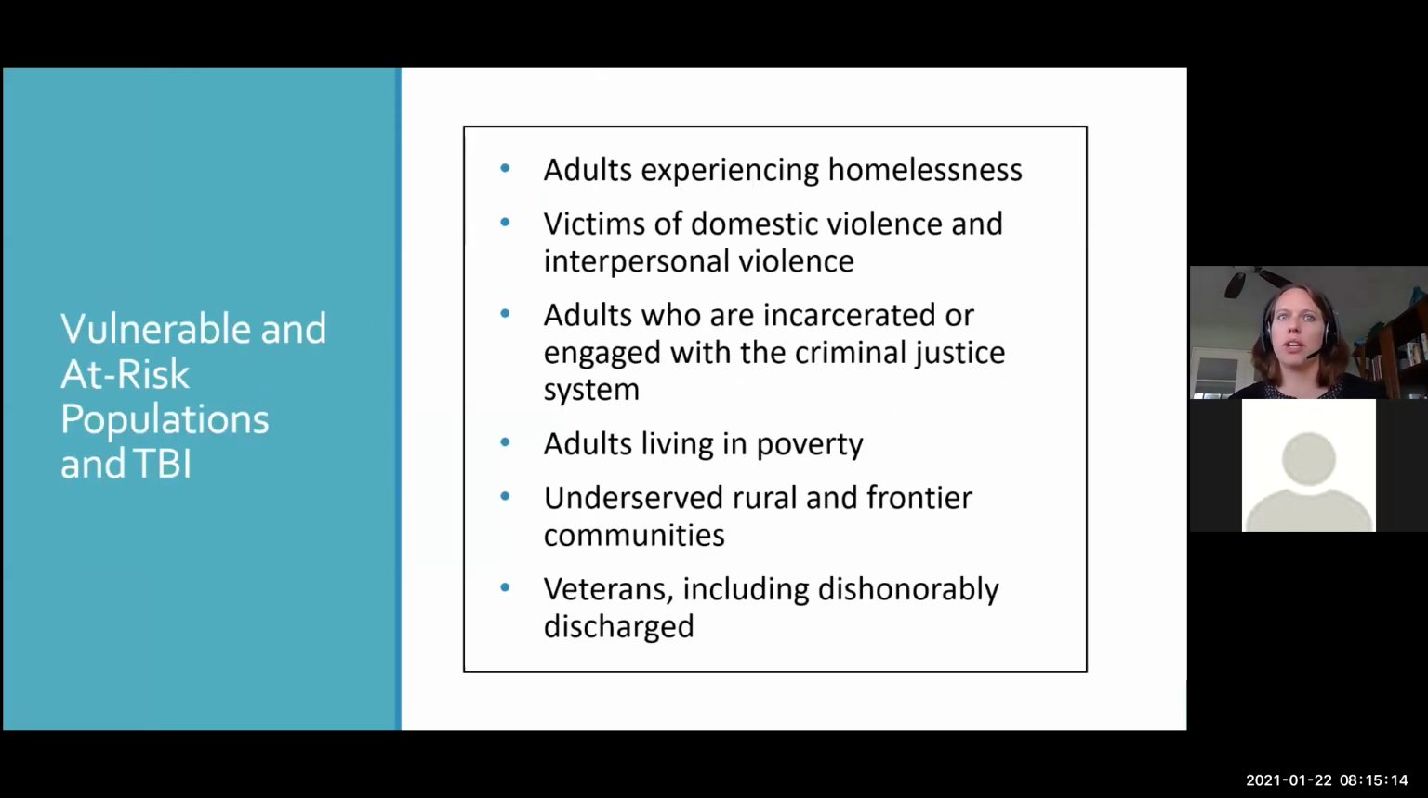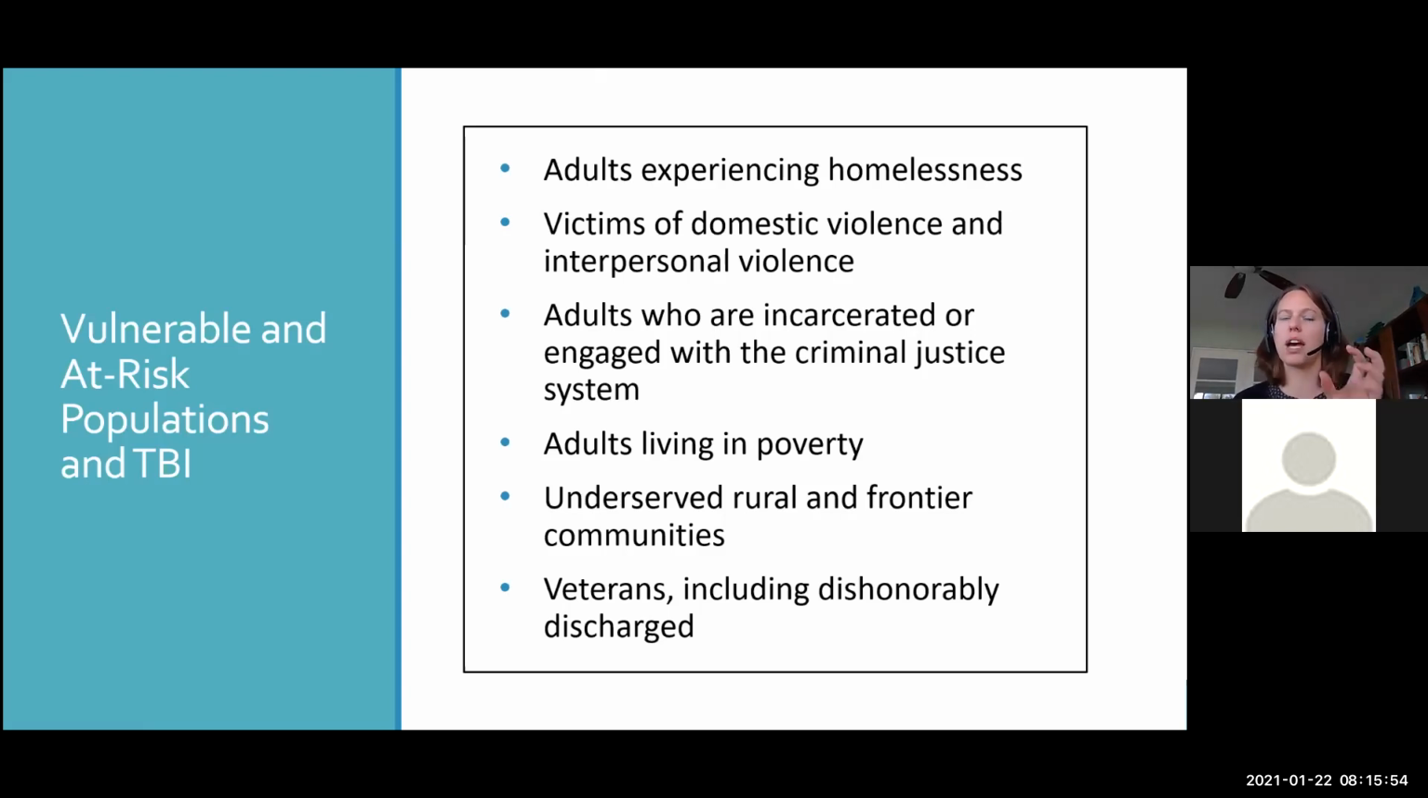And there are certain vulnerable and at-risk populations that are more likely to have a TBI and really would benefit from cross-screening. And that's adults experiencing homelessness, victims of domestic and interpersonal violence, adults who have been incarcerated or who have been engaged with the criminal justice system, adults who are living in poverty, folks who are living in underserved rural and frontier communities, and veterans, especially in the dishonorably discharged veteran community. So those are folks who don't have access to VA benefits because they were discharged from the military, often for behaviors and actions that they're finding now are frequently related to a history of a TBI or concussion.